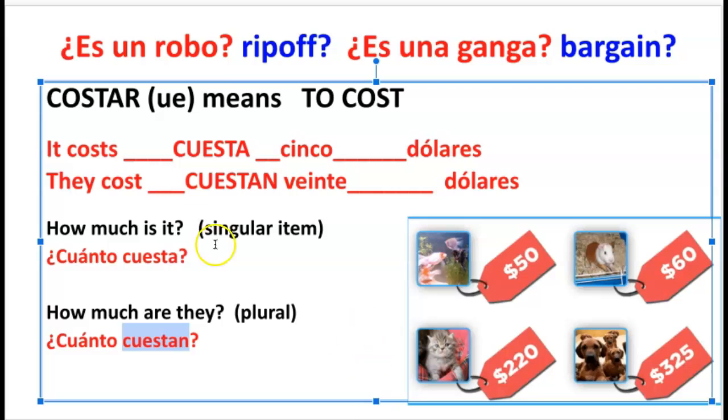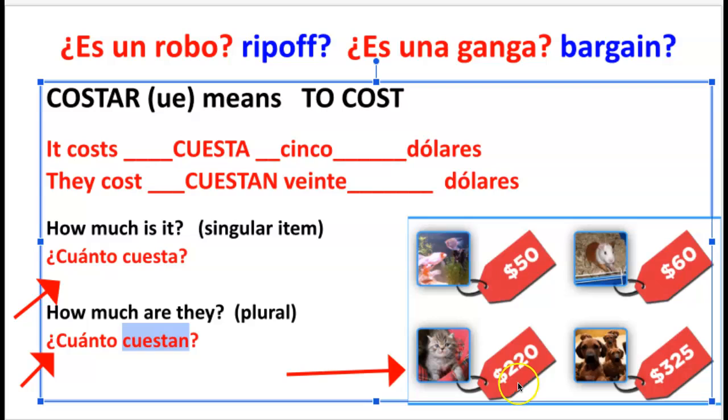So let's look at our pets. Over here I have my gato, my cat. So let's see, which question am I going to use to ask how much is the cat? Am I going to use cuánto cuestan or cuánto cuesta? Well, since it's one cat, a singular item, I'm going to say cuánto cuesta. Or I can even add the cat after. Cuánto cuesta el gato? So we want our singular version.